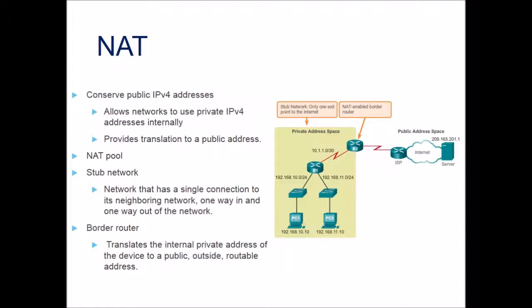Commonly, a NAT router operates at the border of a stub network, which has only one connection to its neighboring network. When a device inside the stub network wants to communicate with an outside device, the packet is forwarded to the border router so it can perform the NAT translating process.